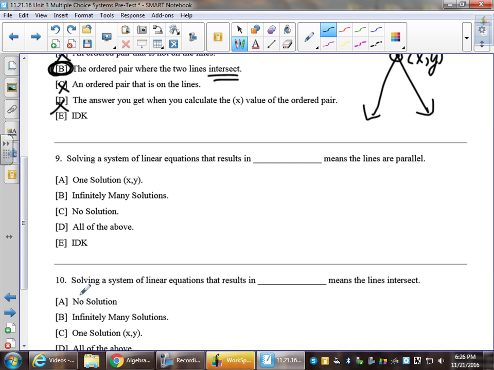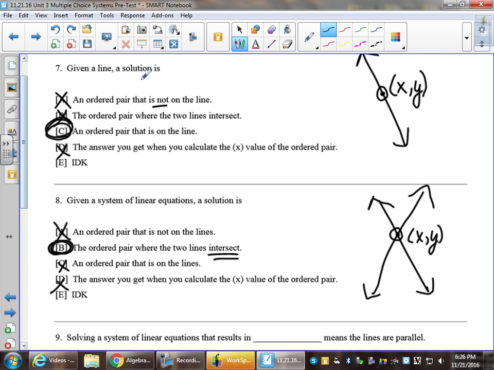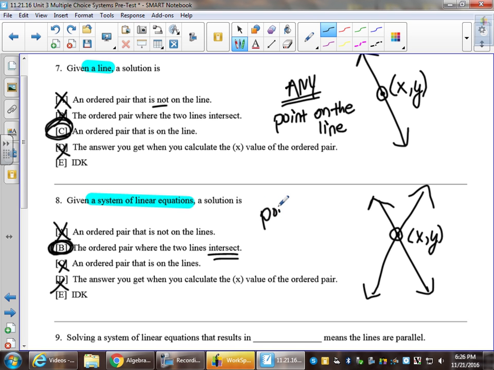Number 9, solving, so just to stress for emphasis, okay? Solution when I have a single line is any point on the line. For a system of linear equations, it has to be point of intersection. Only that single point is correct. It's not any point, it's just this single point of intersection.